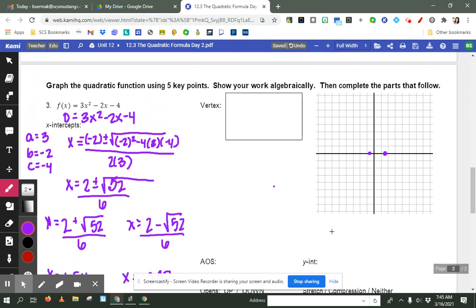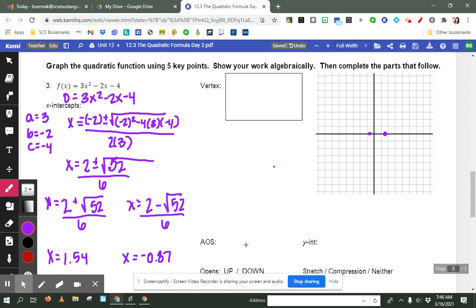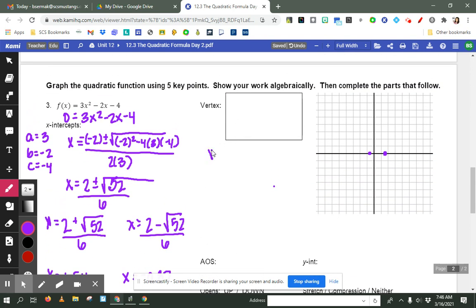The next thing I need to do is find my vertex algebraically. The x value of my vertex can be found 2 ways. I can either average my x-intercepts, or I could use this formula, -b over 2a. So I'm going to use this new formula, so it's going to be -2 over 2 times 3. So -2 becomes a +2 over 6, which is 1/3. So the x value of my vertex is 1/3.